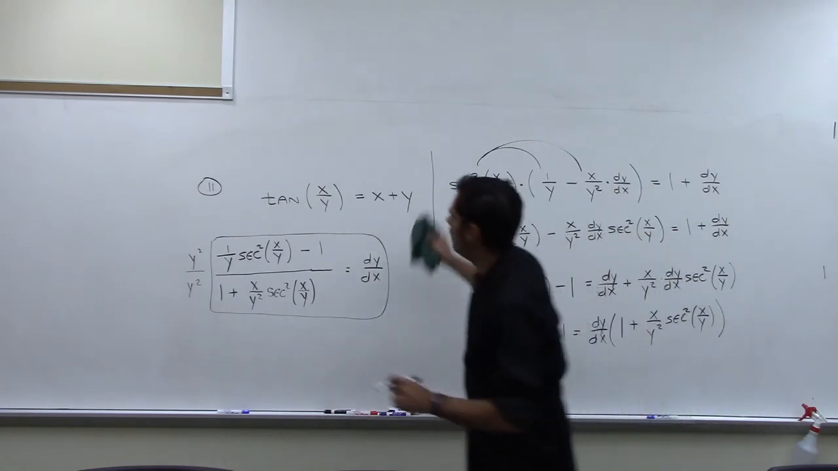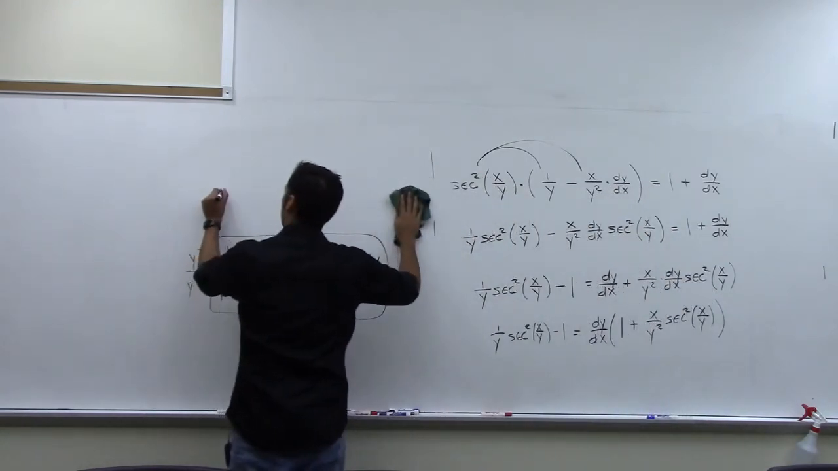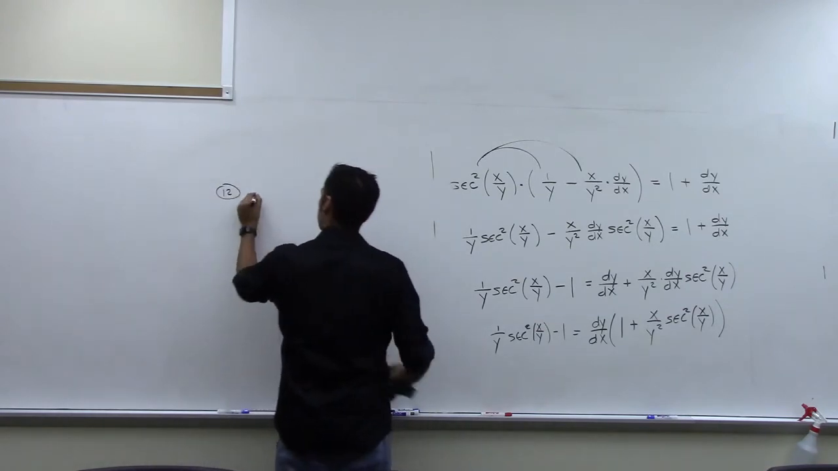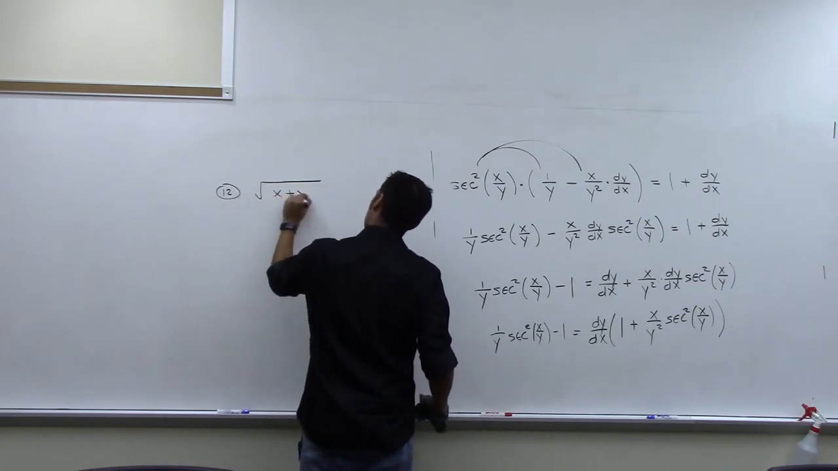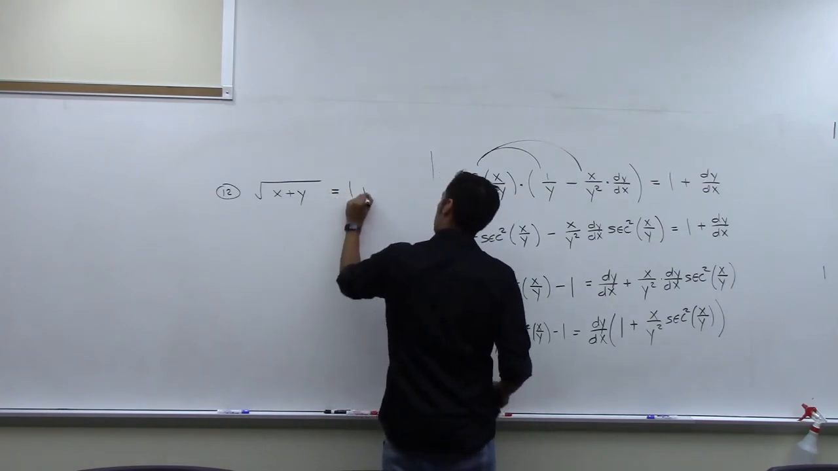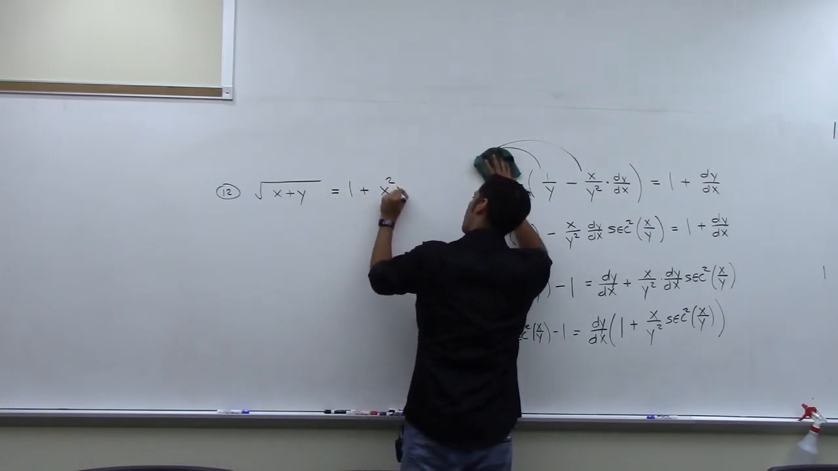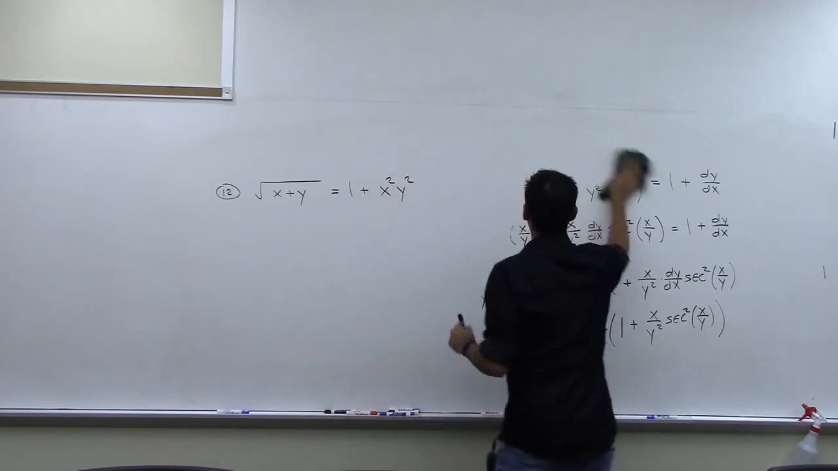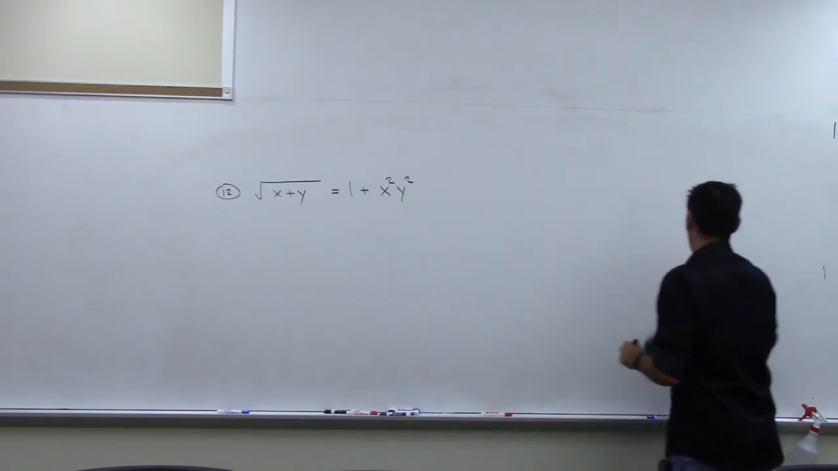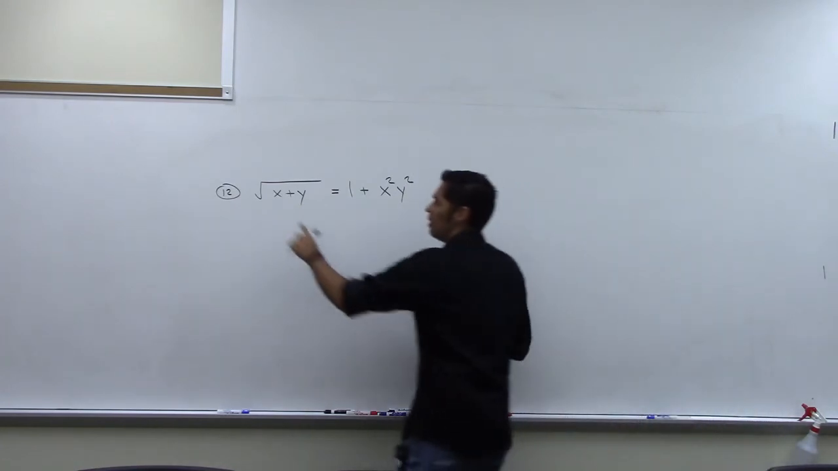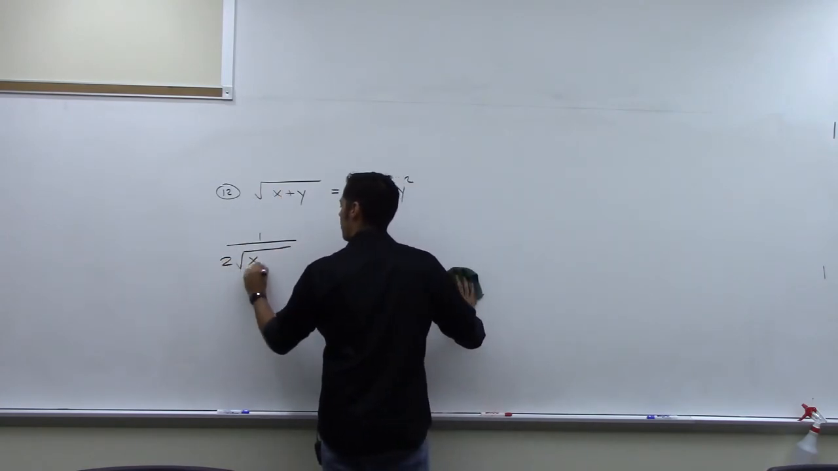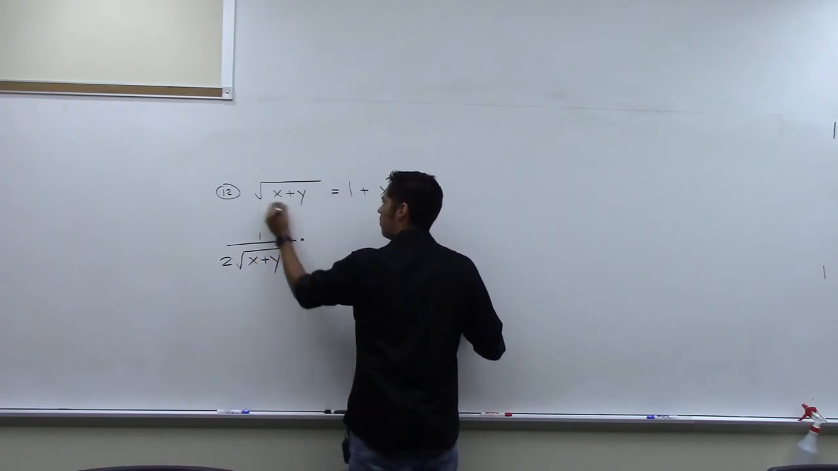All right, 12. Square root of x plus y equals 1 plus x squared y squared. All right, on the left side, we have root of something, which means we have chain rule. We have to take the derivative of the square root of something, which is 1 over 2 roots of that something, times now the derivative of what's inside.